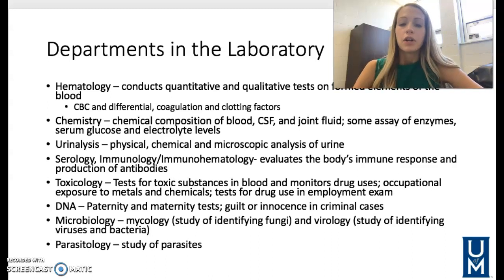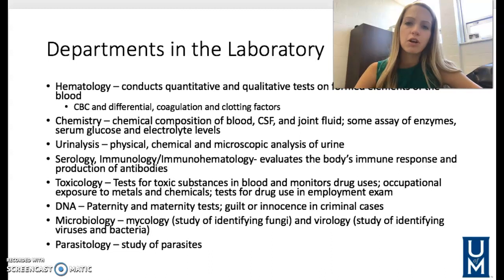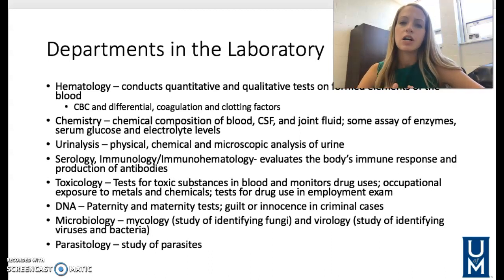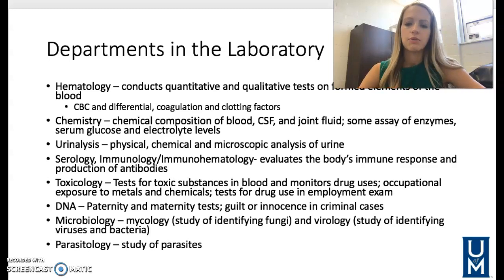Microbiology. There are 3 different kinds of breakdown here. Mycology, it's looking at fungi, and virology, which can be either viruses or bacteria there. And parasitology sometimes is kind of grouped in with micro. So parasitology is the study of parasites. So these are some of the departments that you may see within a lab.